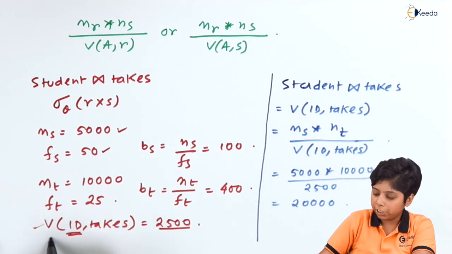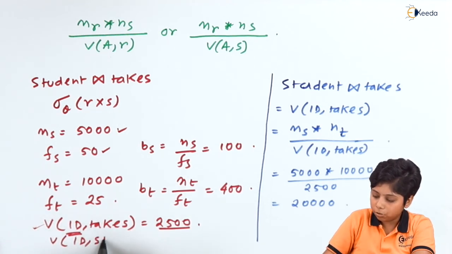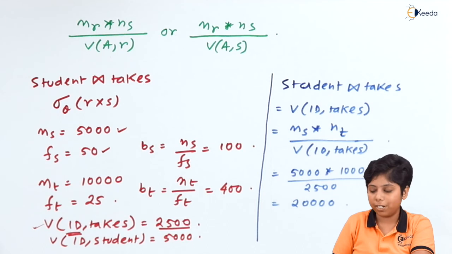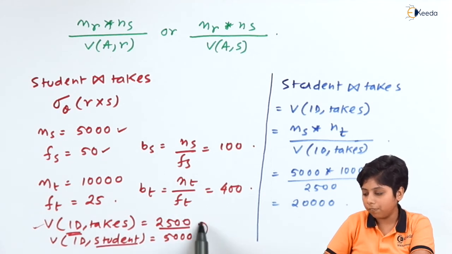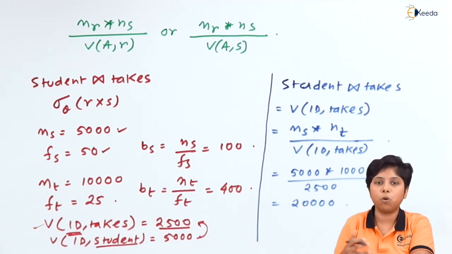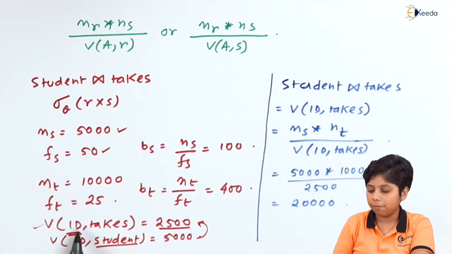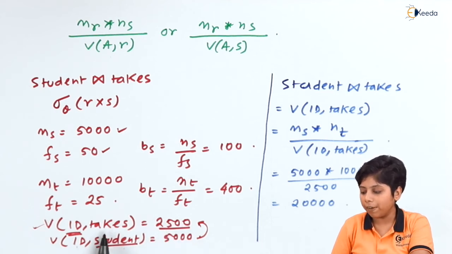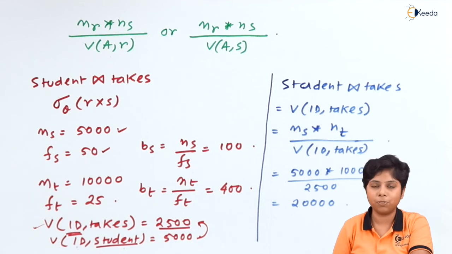Now if one more relation is there, that is V(ID, student), which equals 5,000. That means it is giving us a reference that half of the students have taken some courses, because the ID of both student and takes are the same, since a student is taking a course. So 5,000 students are there, but only 2500 takes with an ID matching a student.